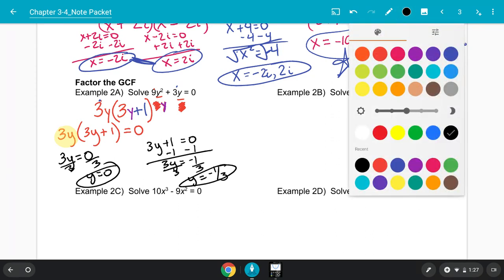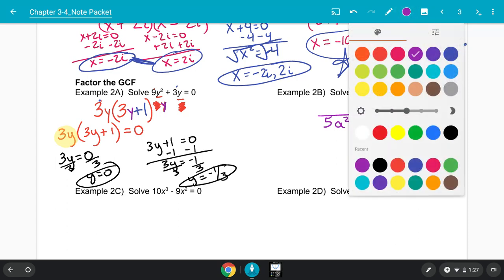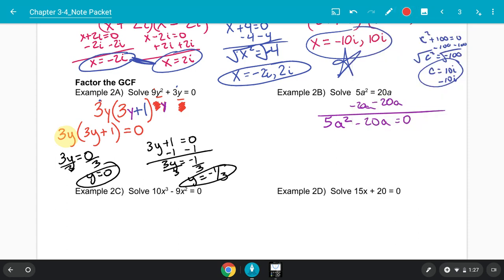All right, this one over here, what we need to do is first move the 20a over. So now we have 5a squared minus 20a equals 0. Now pause the video and see if you can pull out whatever you can pull out. Everybody pause it, give it a try, see if you can factor out the common stuff.